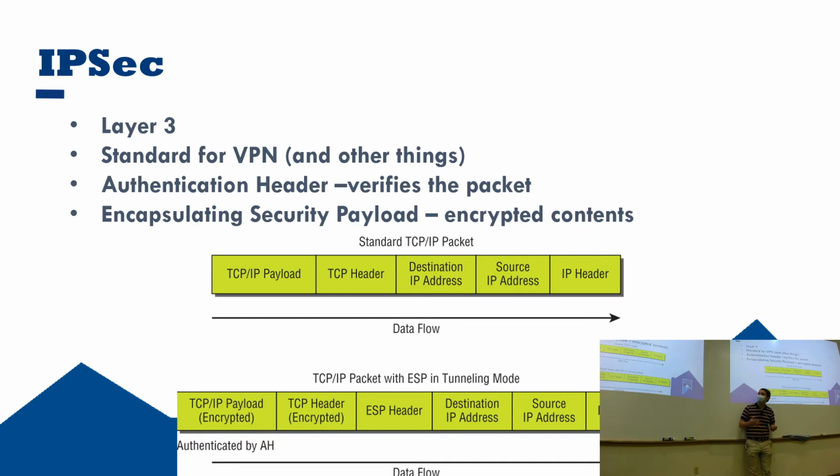Basically, what it has is an authentication header. And what that does is it's sort of like a checksum where it's going to verify that the packet is not altered in any way. And that can be purposeful altering, accidental altering. Then you have your encapsulating security payload. Obviously, that's going to be the encrypted contents. So this is what the process looks like here. Standard packet just has your payload, your header. You've seen a packet. Basically, what this does, this encrypts that information. Okay, so that's what IPSec is.